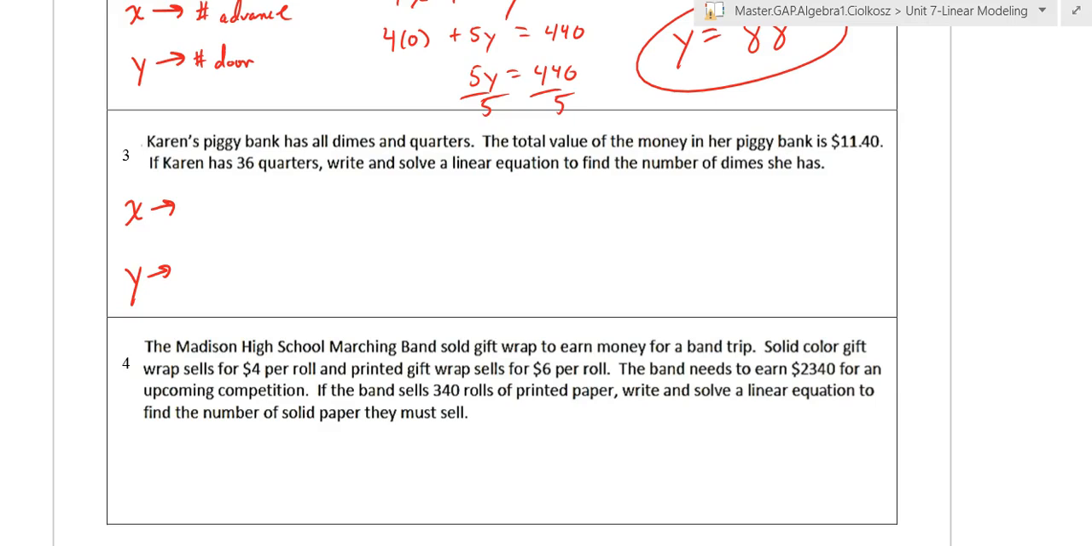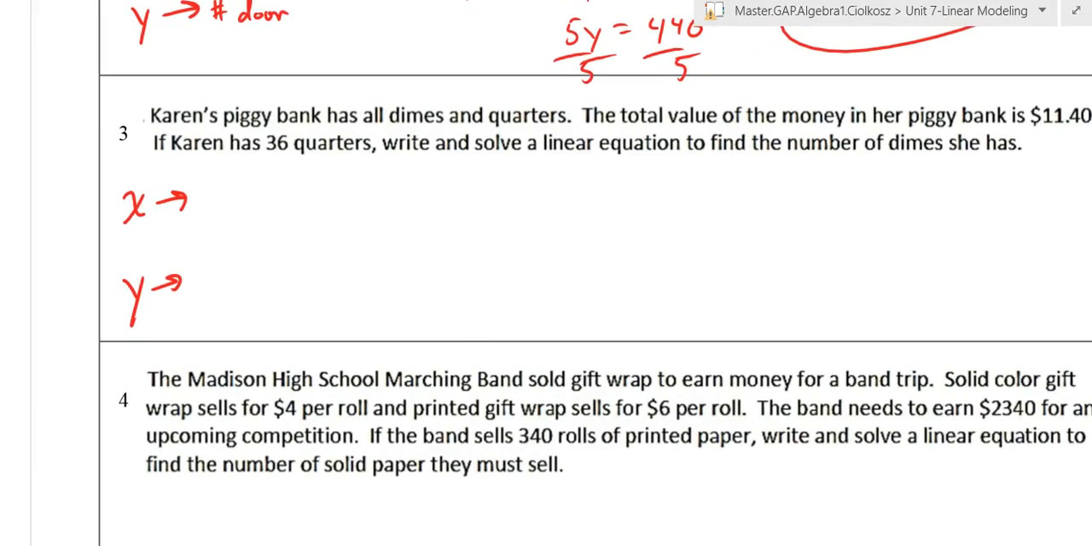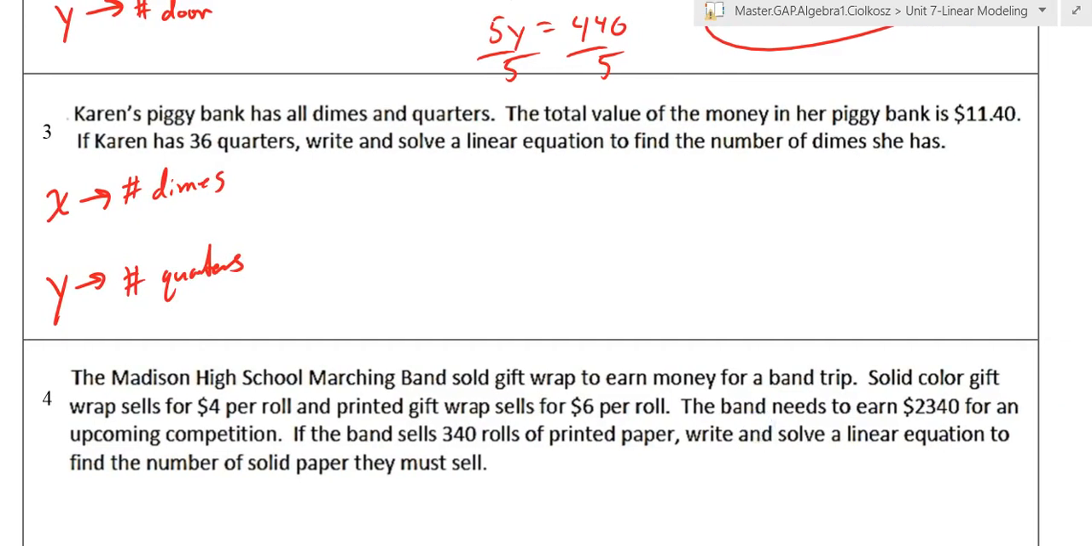You'll notice this information usually comes in the first or second sentence. So here, we find out her piggy bank has all dimes and quarters. So, we'll have x be the number of dimes and y be the number of quarters. Again, you'll notice I'm just defining these in the order they come. Okay, so a dime, that's 10 cents. So it'd be 0.10x plus quarters 25, so 0.25y. Looks like we have a total of $11.40.